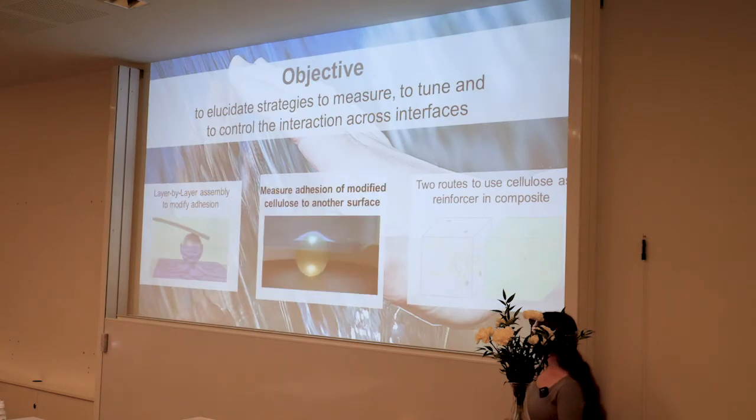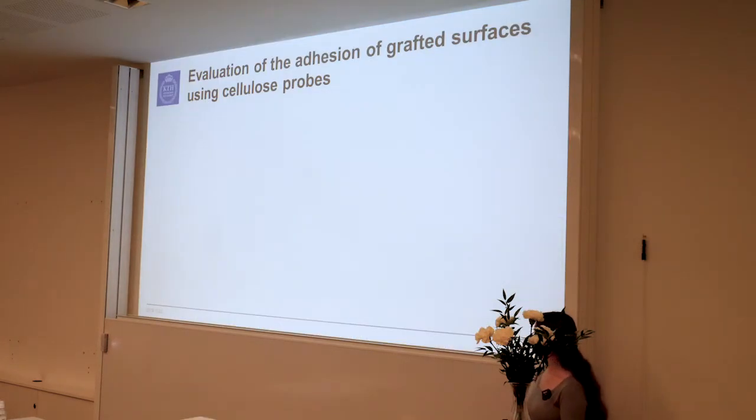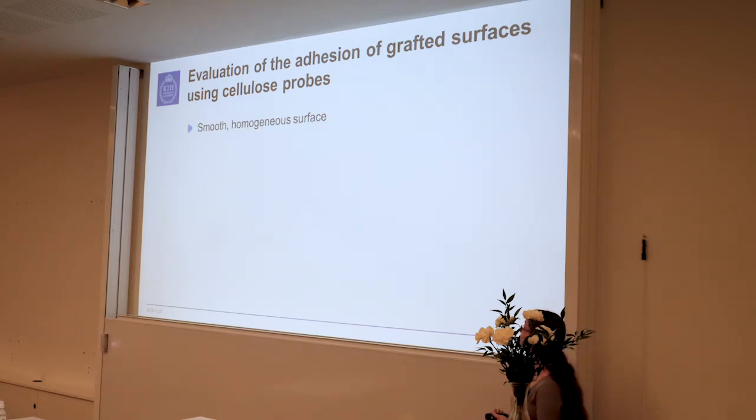So then I will move on to the second track, where we study the adhesion of chemically modified cellulose surfaces. When you study adhesion, you usually at least want very smooth surfaces, because most adhesion forces are very short-ranged. So if you have surface roughness or contaminants on the surface, you may obscure the adhesion forces.